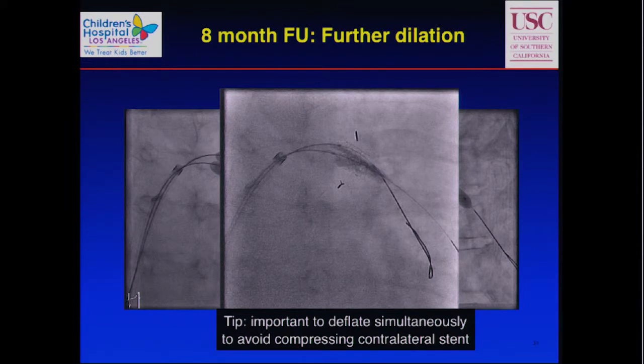Imagine inflating both stents at the same time. But if one deflates before the other, then the balloon that is still undeflated can still compress the other side. So you have to tell your 2 colleagues to 1, 2, 3, go. So you have to deflate simultaneously as well.